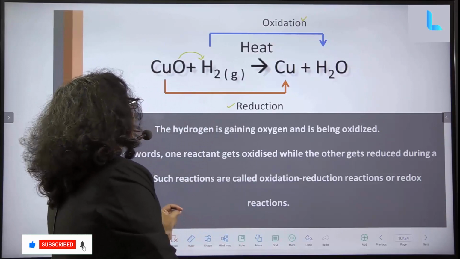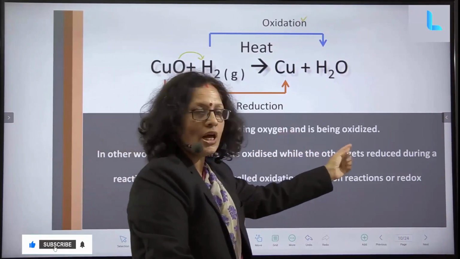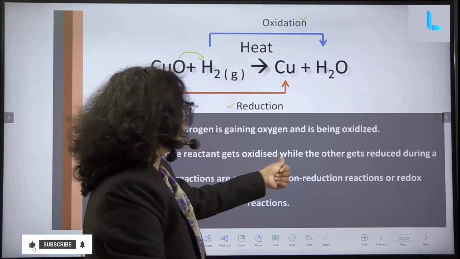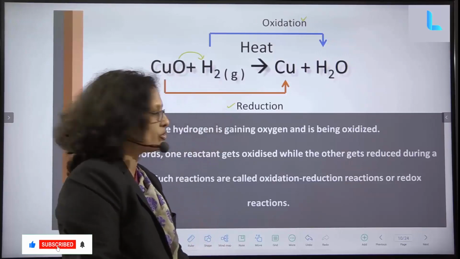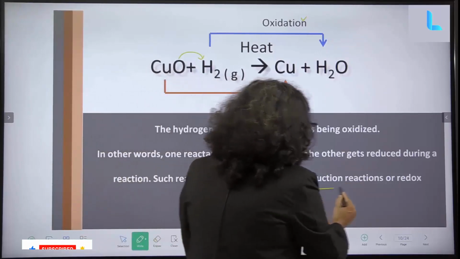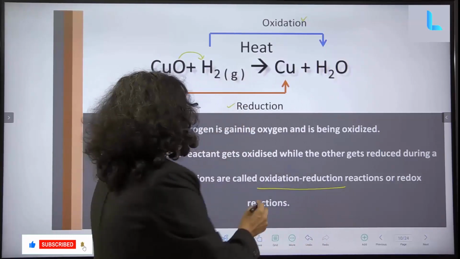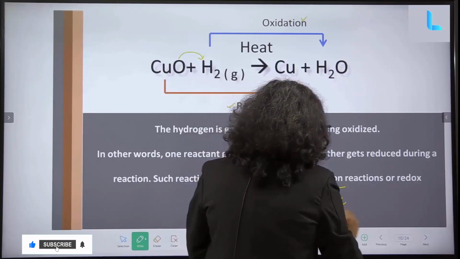Now we can see here the hydrogen is gaining oxygen and is being oxidized. In other words, one reactant gets oxidized while the other gets reduced during a reaction. Such reactions are called oxidation reduction reactions, or we can call it redox. The word redox also includes both the words in it.